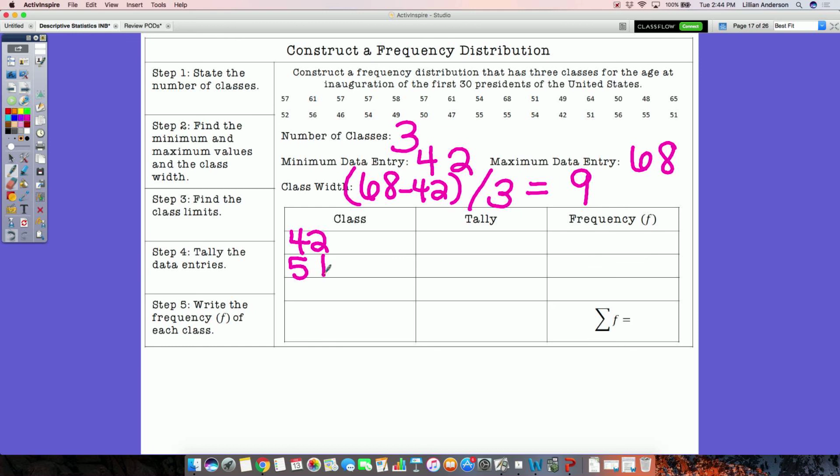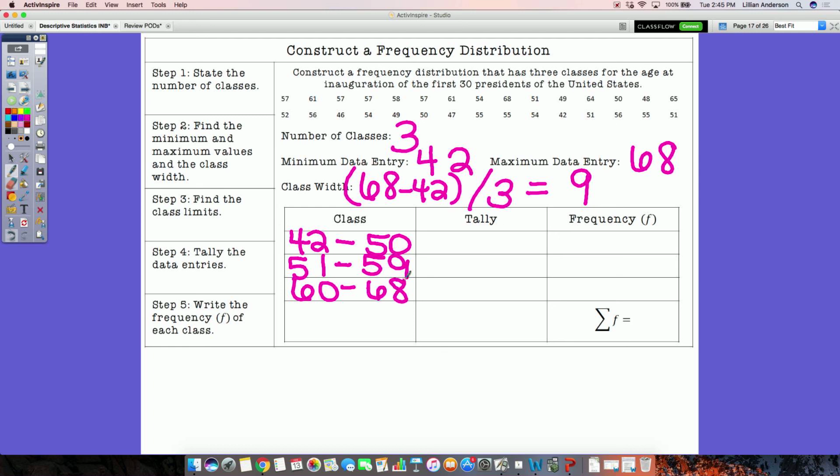And then we're going to do it again. What's 51 plus 9? So these are your lower class limits for this frequency distribution. Everybody following along? Okay. Now we got to get the upper limits. If the class width is 9, what's going to be the upper limit of the first class? 50. It couldn't be 51, because then it would overlap and you wouldn't know where to put the 51. So it's going to be one less. And then you continue to add 9. What's 50 plus 9? 59. And then what's 59 plus 9?